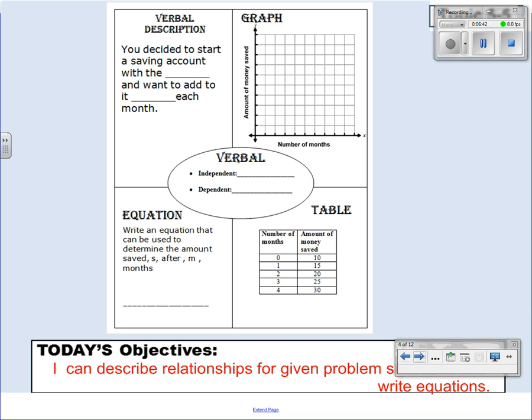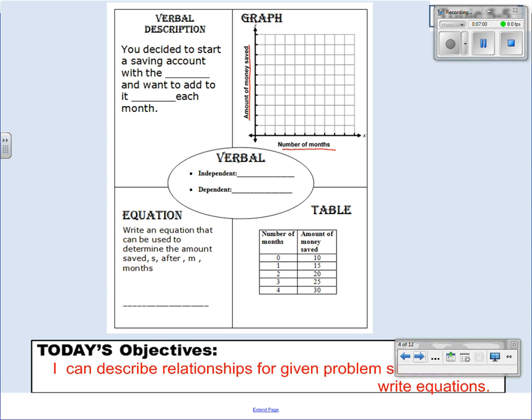This time, notice in your verbal description we have blanks. You decided to start a savings account with a blank and want to add to it blank each month. We have a graph. I do notice that our x-axis is labeled and our y-axis is labeled.